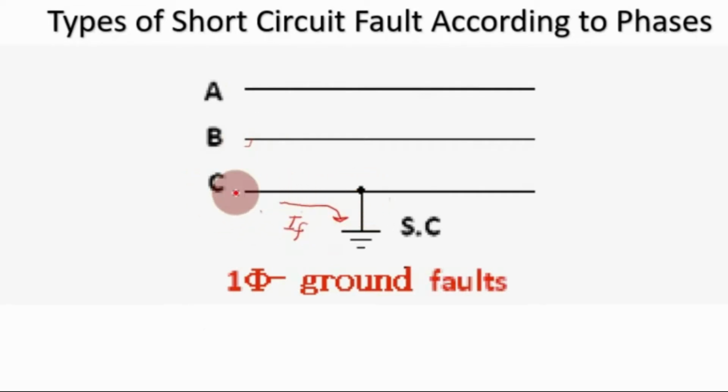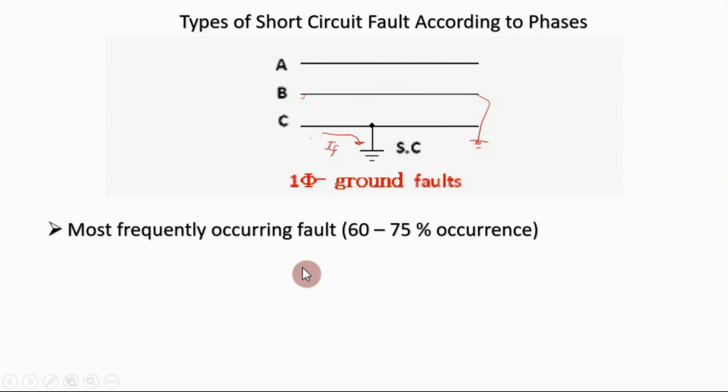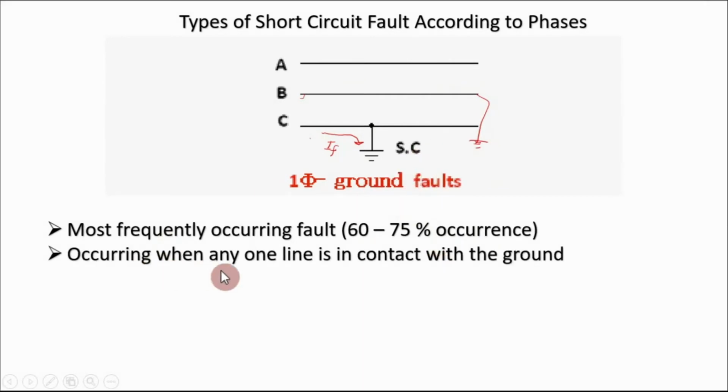But it is not only line C. Suppose line C is not connected to the ground, we can also have B as the one that is connected to the ground. It means that only line B is connected to the ground, and it is also considered as a single phase ground fault. So not only line B but also line A, while the others are not connected. This actually occurs 60 to 75% of the time in the system. This is the most common short circuit type that happens in a system. Again, this is occurring when only one line is in contact with the ground.